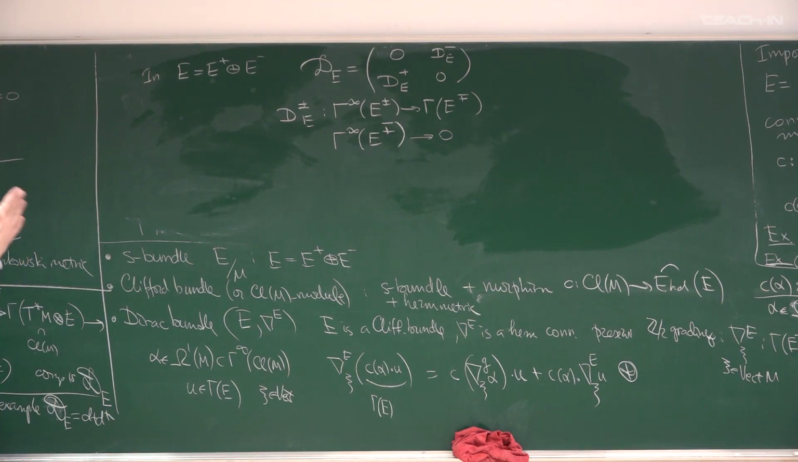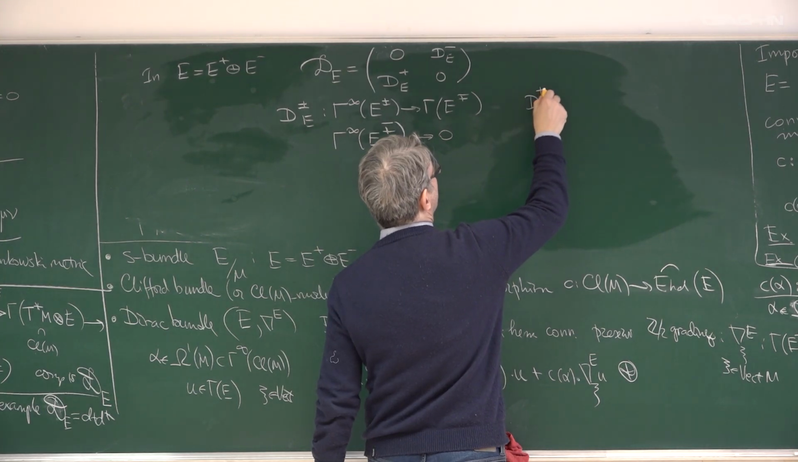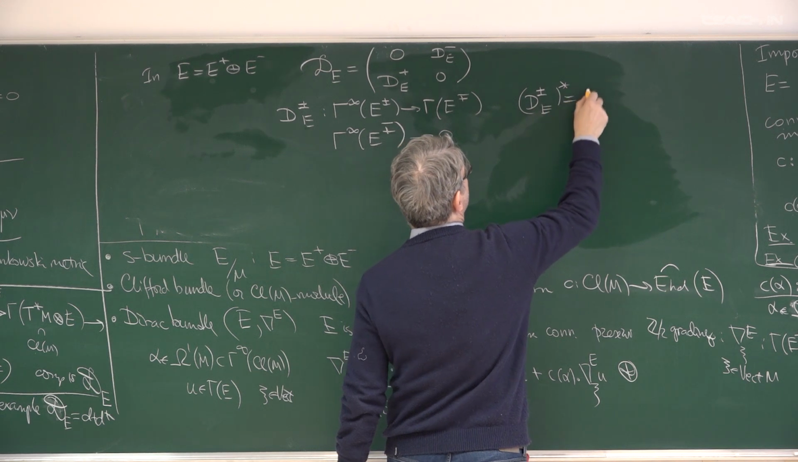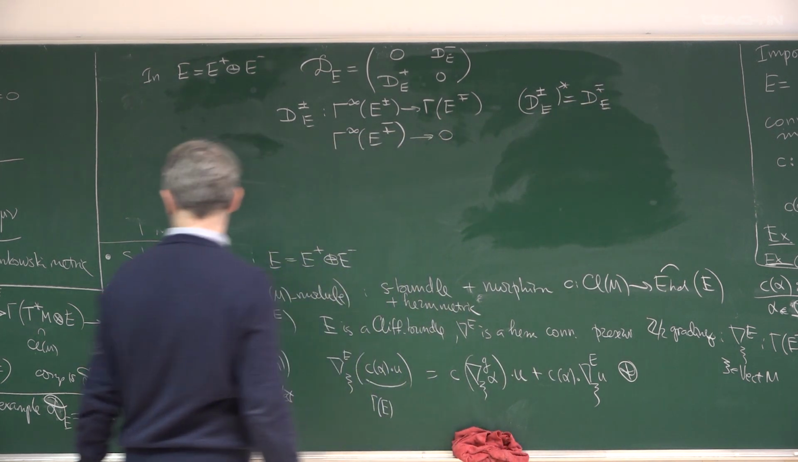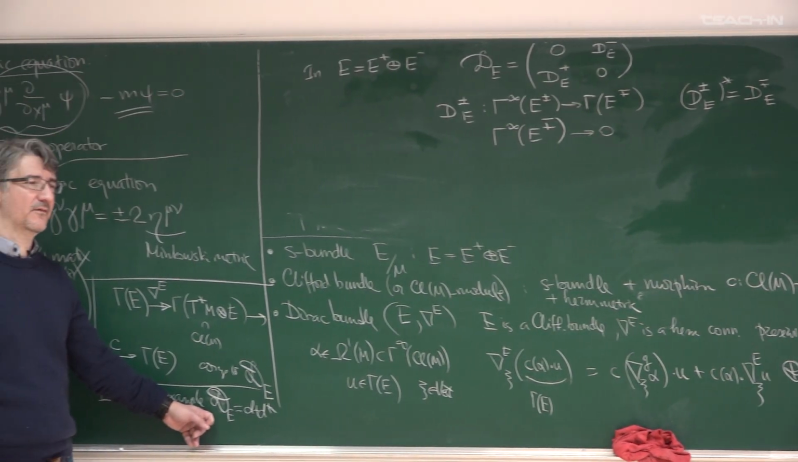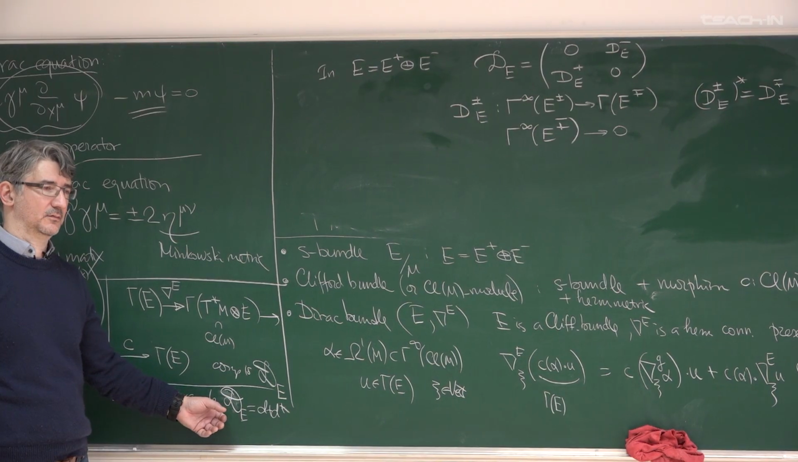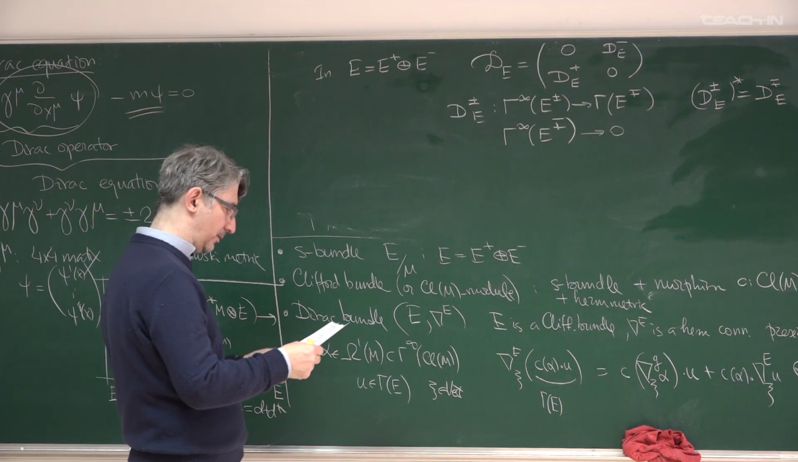So it's a block matrix here. Moreover, the formal adjoint of D_E^+ is D_E^-. So in this case, when people talk about the index of this operator, they have in mind the graded index. And how do people write it?